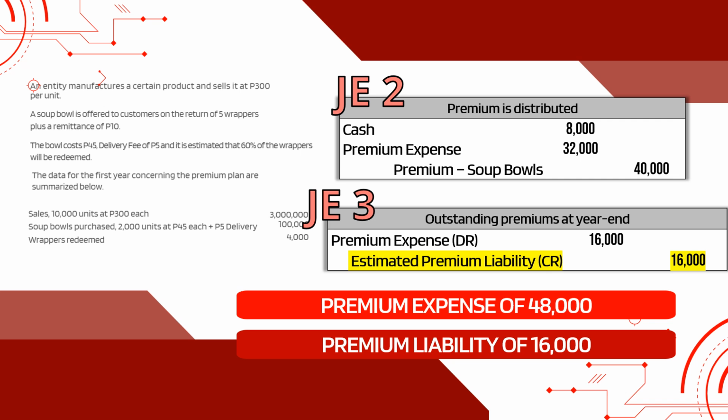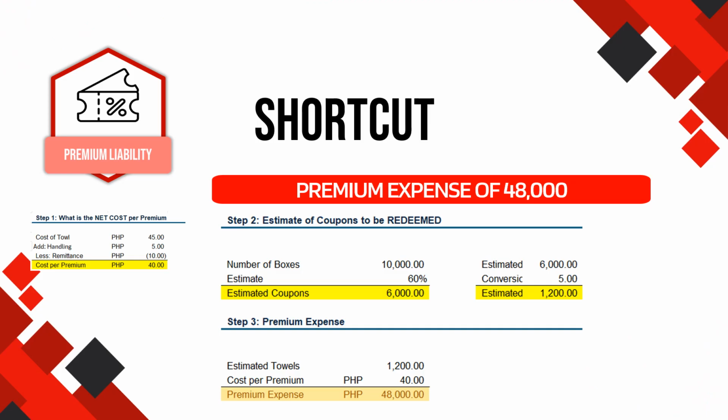But when you add those, 800 plus 400, you'll get 1,200. That's the initial estimate. So premium expense is coming from the initial estimate of 60% to be redeemed. The premium liability will only refer to those that are remaining outstanding. When we say outstanding, what is your estimate? Subtract the actual; the remaining outstanding estimate will be equal to your premium liability. Okay, it sounds confusing, but again, I will redo this problem using a shortcut.